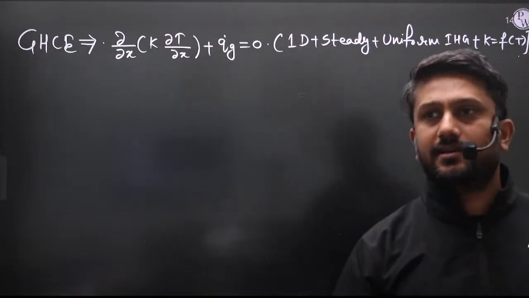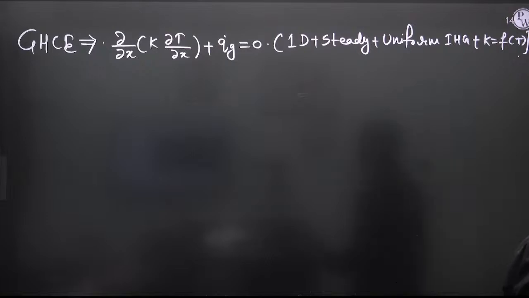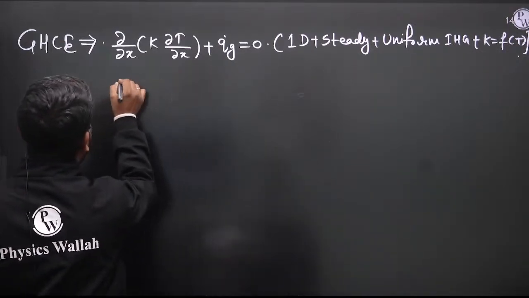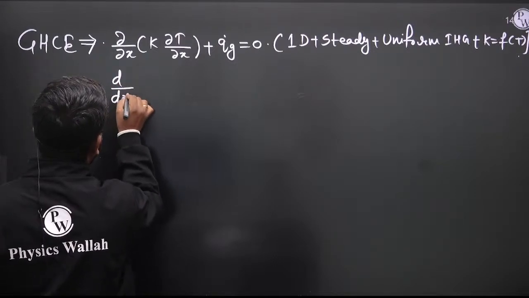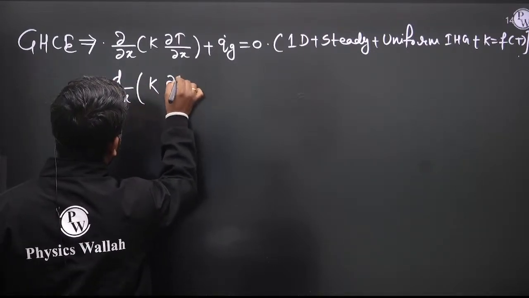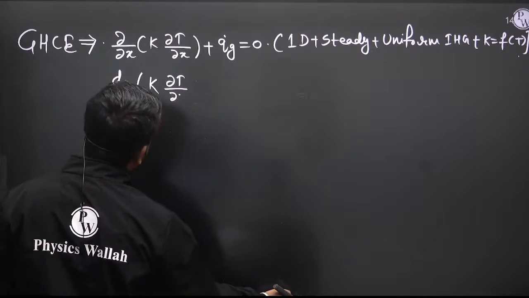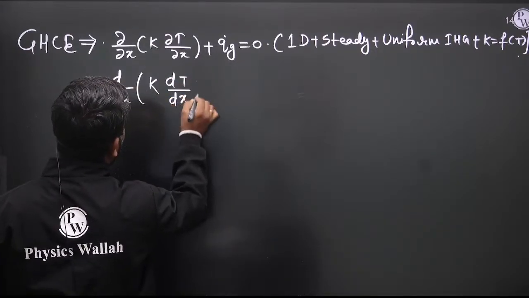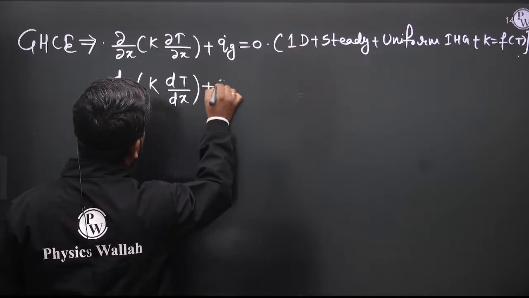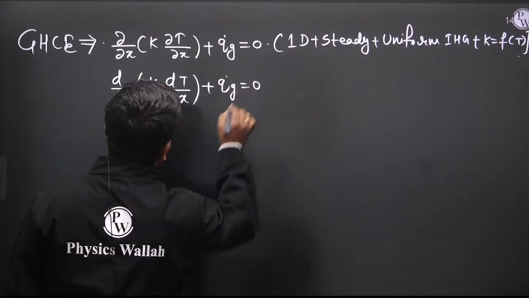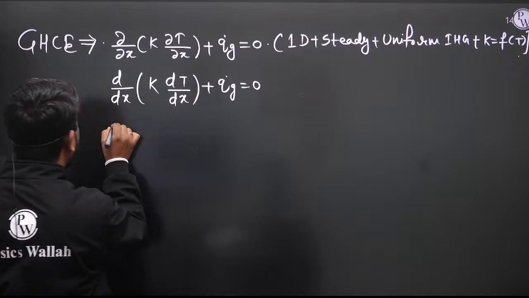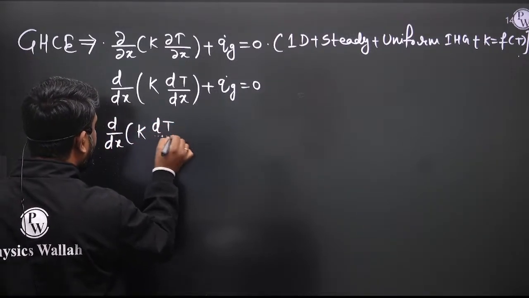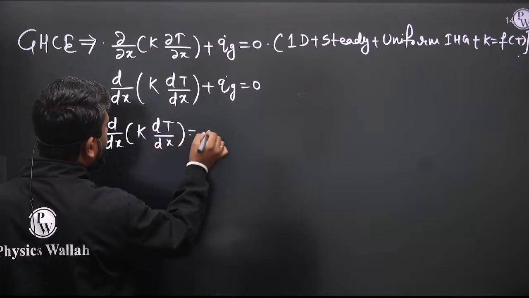This is the general heat conduction equation, right? Now, we can write this governing equation in this form also. Because this is a one-dimensional problem, the partial derivative is converted into a total derivative. Or simply, this is d by dx of k dt by dx equal to minus q dot g.